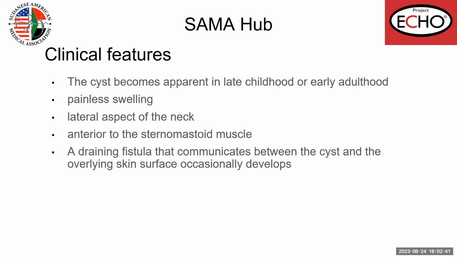This cyst becomes apparent in late childhood or early adulthood. It is a painless swelling, takes place in the lateral aspect of the neck, anterior to the sternocleidomastoid muscle. A draining fistula that communicates between the cyst and the overlying skin occasionally develops.